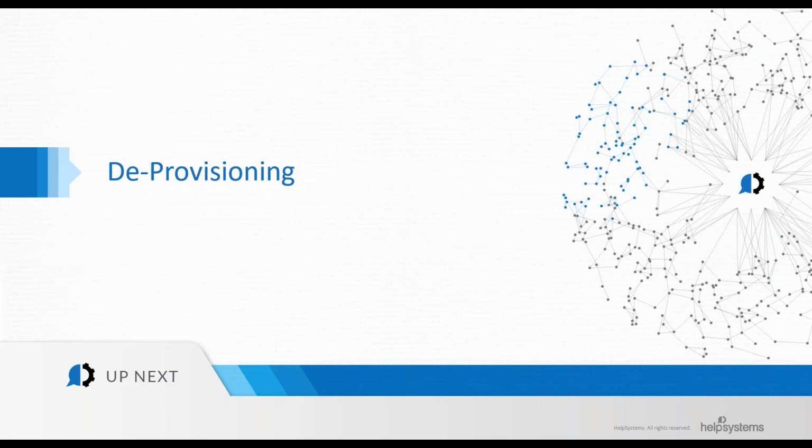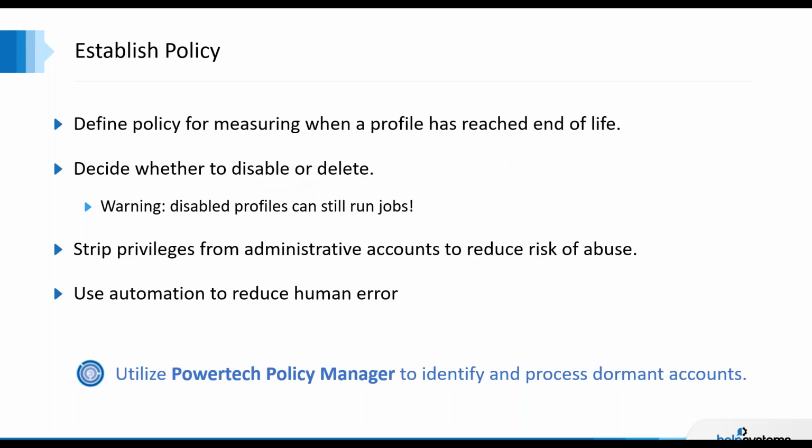So I've tagged this as deprovisioning because, of course, I've given you kind of a directive that I'd rather have users meet end of life at some point. So we need to talk about how that is decided and what happens when that occurs. So the first thing is to really make a decision, define some policy around how you're going to measure when a profile is no longer necessary.